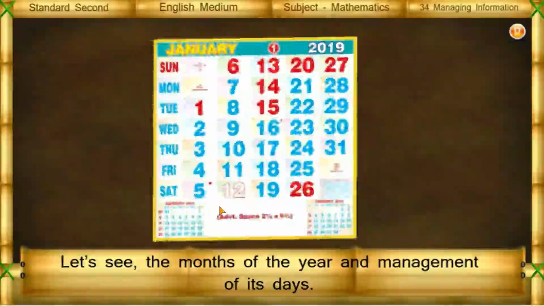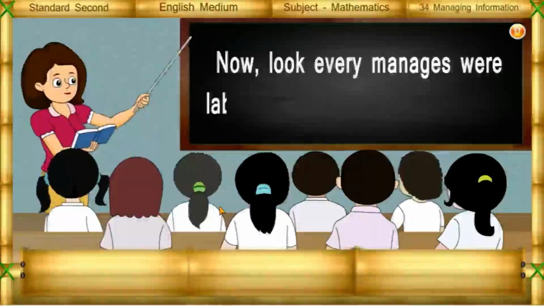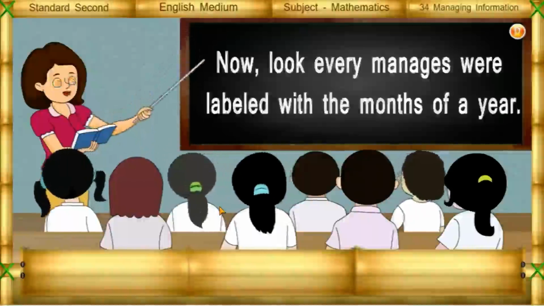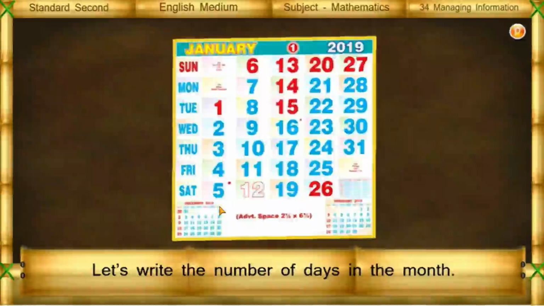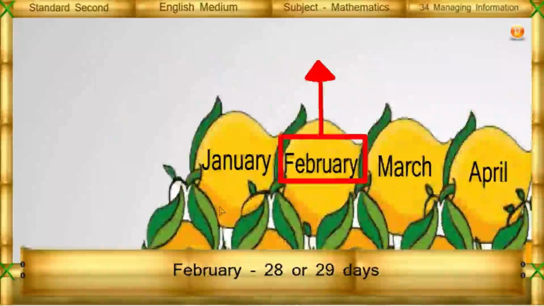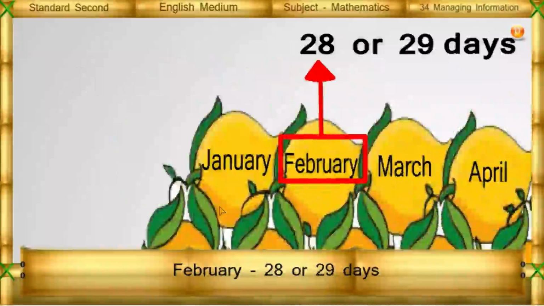Let's see the months of the year and management of its dates. Now look, every box is labeled with the months of a year. Let's write the number of days in the month. January, 31 days. February, 28 or 29 days.